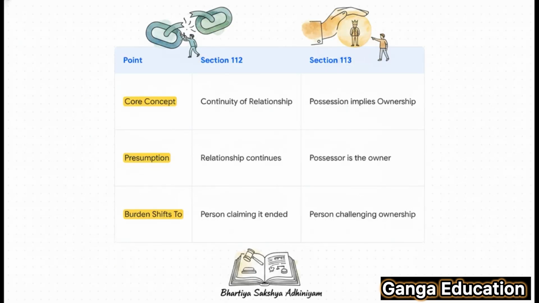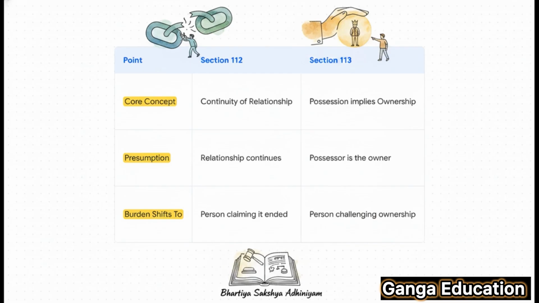For Section 112, the core concept is continuity of relationship. The presumption is that a proven relationship continues, and the burden shifts to whoever claims it is ended. For Section 113, the core concept is possession implies ownership. The presumption is that the person in possession is the owner, and the burden shifts to anyone who challenges that ownership.